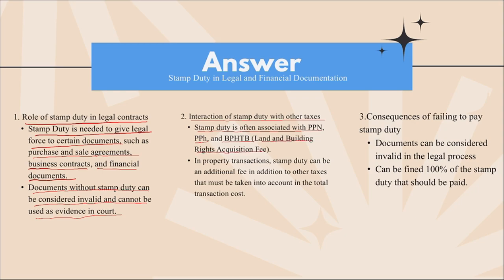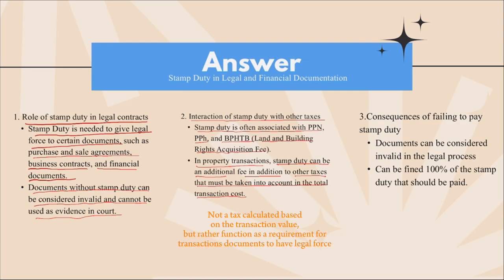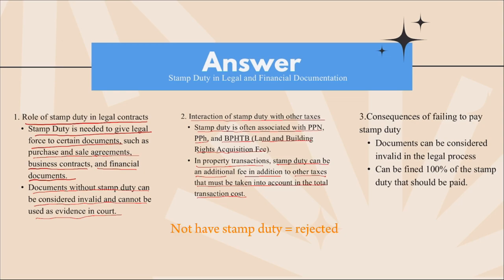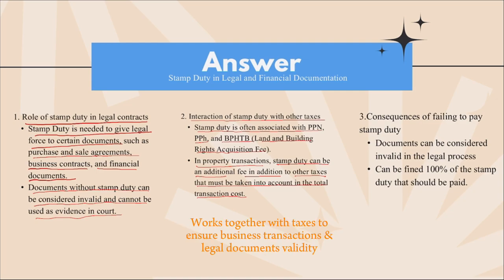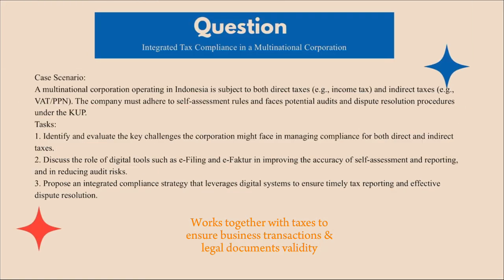The second is, in property transactions, stamp duty can be an additional fee in addition to other taxes that must be taken into account in the total transaction cost, which means stamp duty is not a tax calculated based on the transaction value, but rather functions as a requirement for a transaction document to have legal force. And documents that do not have stamp duty can be rejected in legal processes or tax audits. Stamp duty works together with other taxes to ensure that business transactions and legal documents have validity.